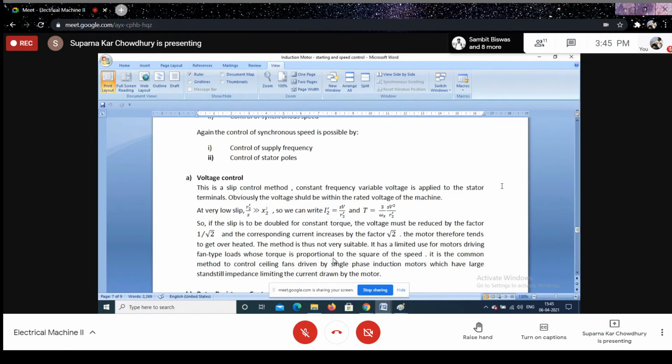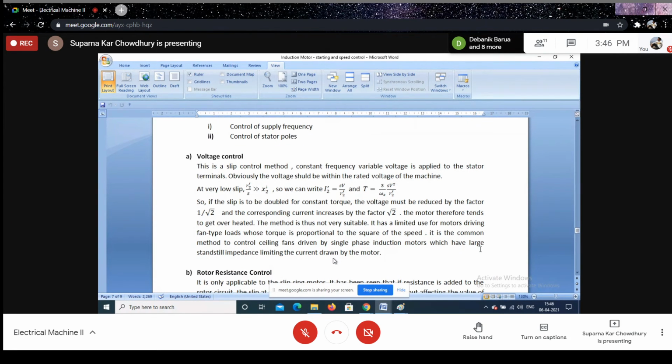Basically, in the ceiling fan, what we control is the supply voltage. In the fan, the advantage is that the torque is not constant. The torque is proportional to the speed square, so it is a non-linear characteristic. So the current does not increase proportionally, and this is a very simple method without much complication in the circuit. So this voltage control is used for controlling the speed of the ceiling fan.